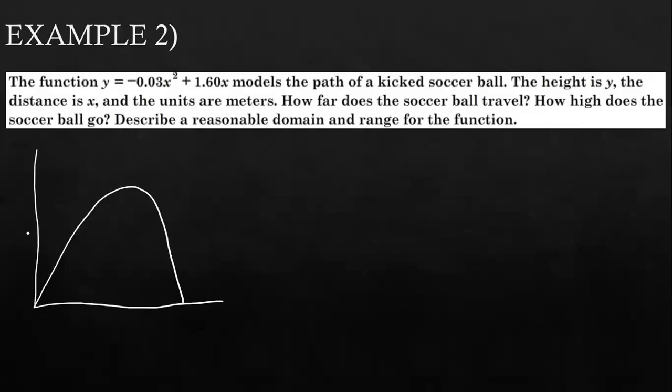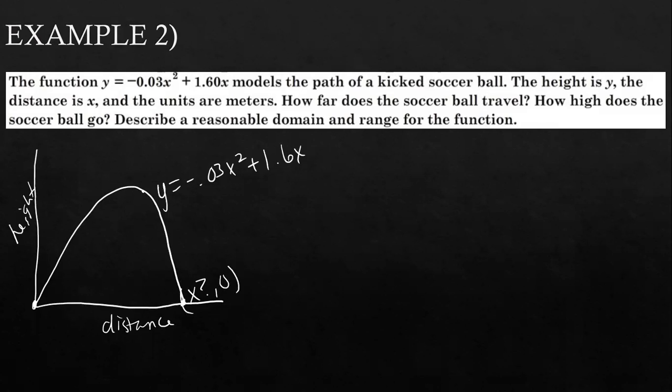The height is your y. The distance is your x. And it tells you there's a function that models it: y equals negative 3/100 x squared plus 1.6x. It wants to know how far did the ball go. So first you're finding the distance from here to here. If I'm finding the distance, that means I'm looking for x. So what is the x where it stops here at 0?